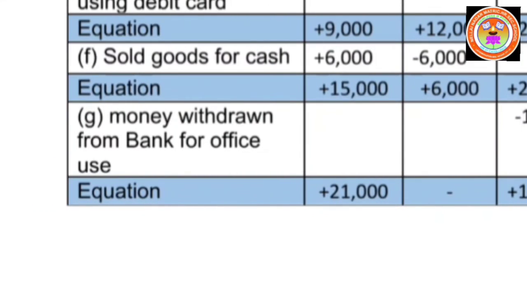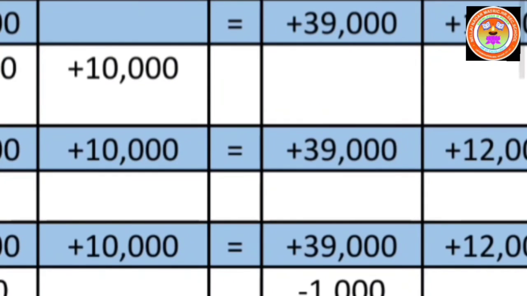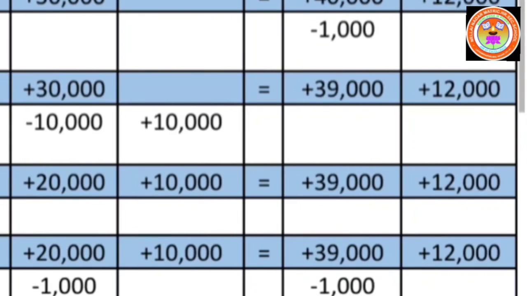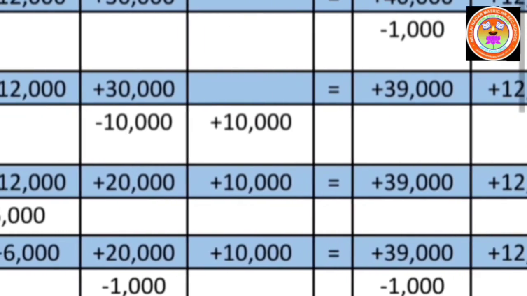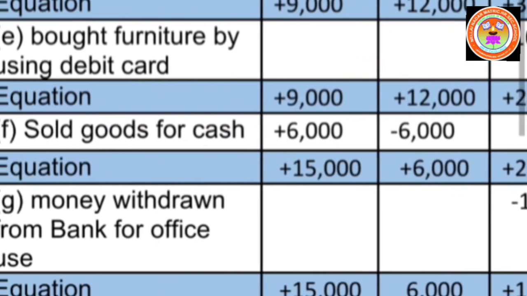Then write the equation. All the expenses are to be subtracted. All the incomes are to be added to the capital. Here minus 1,000 rupees should be subtracted right under the capital column. 1,000 rupees is recorded in two places, two columns. Do you understand? Then write the equation.